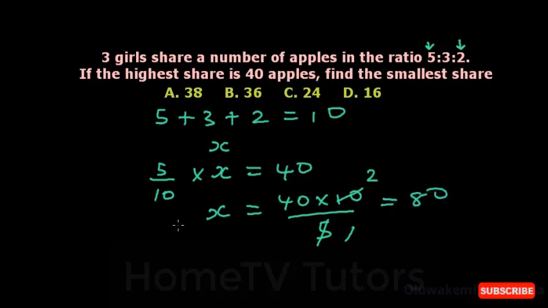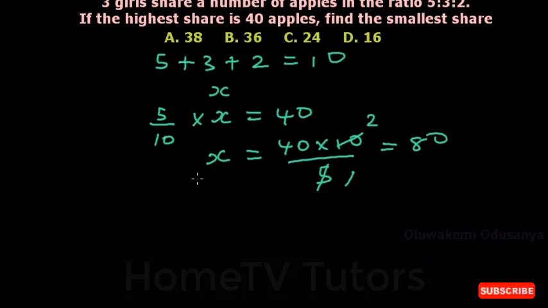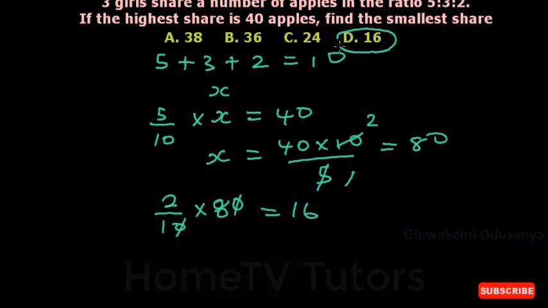Alright, so now let's solve for the smallest share ratio, which will be 2/10 times X. Now we have X, which is 80, so we represent that as 80. Alright, so we solve that out. 0 cancels 0. We're left with 2 times 8, which is 16. You see, D is the right answer option.